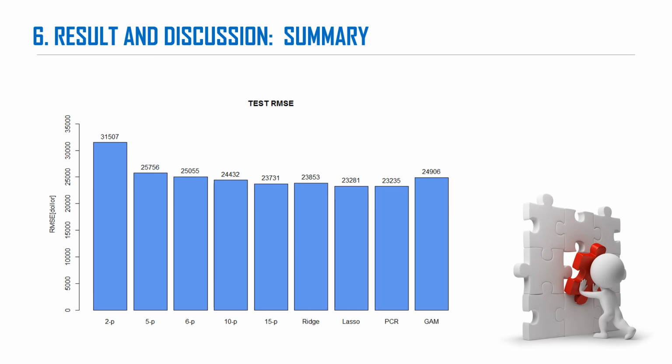This chart shows us the test RMSE. Actually, you can find out that after predictors increase to more than 6 predictors, the model performances are similar. The GAM result is better than the linear model with the same number of predictors, but not significantly.